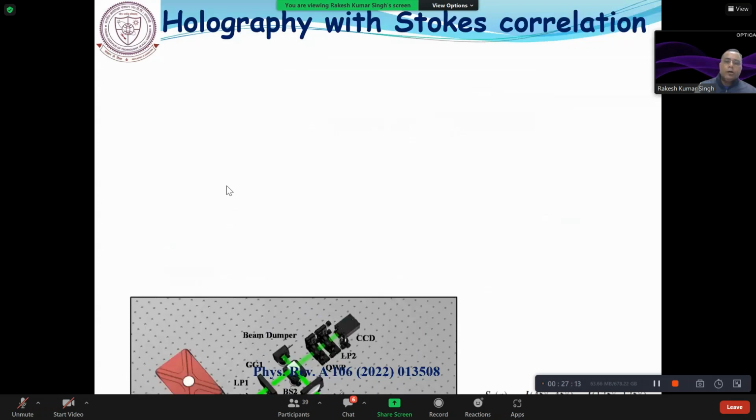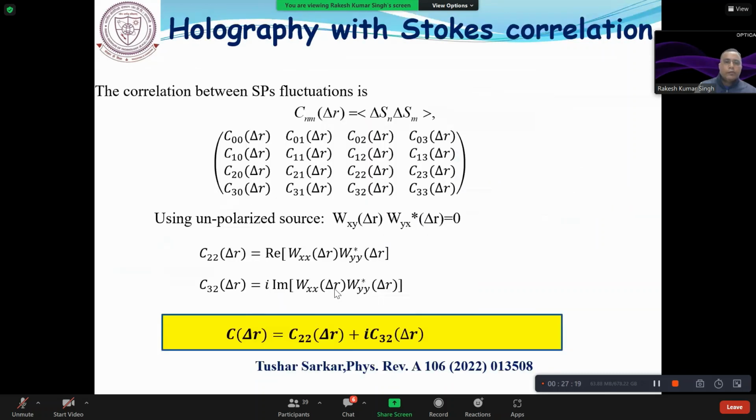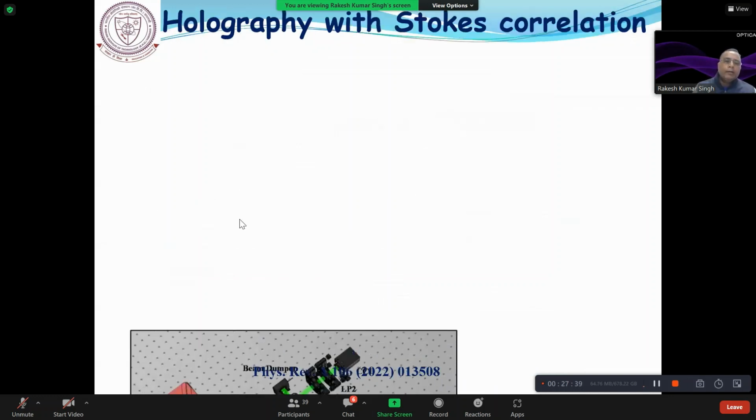So if you see here, this component is like your combination of WXX and WYY. Because if the information is encoded in the WXX, you need WYY uniform. So you make just like a background, and the information is only in the XX. To implement this idea, we experimentally made this setup.